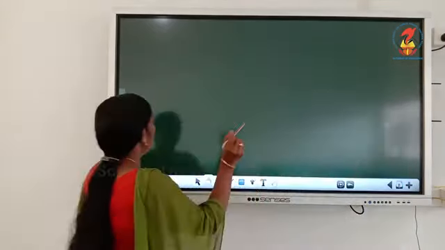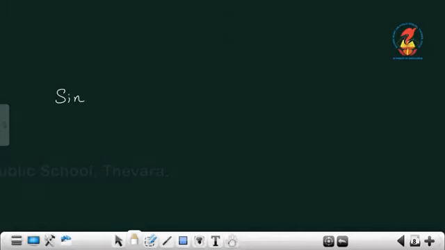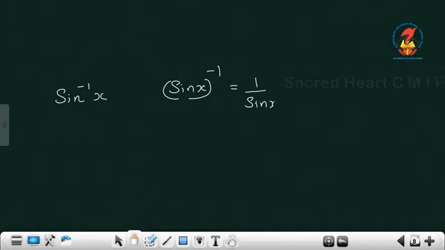Now, look children, sine inverse x and sin x inverse. What about these two? Are they equal? Not equal. Sin x inverse, meaning sin x raised to minus 1, means 1 by sin x. But what is the meaning of sin inverse x? It is the inverse function of sin x. Okay, so these two are not the same.